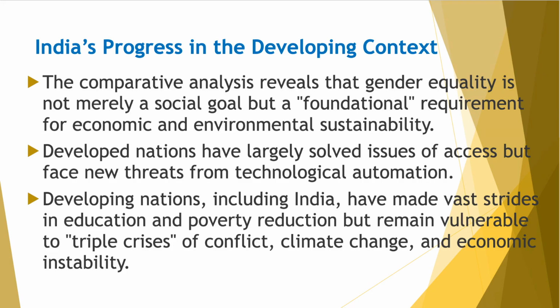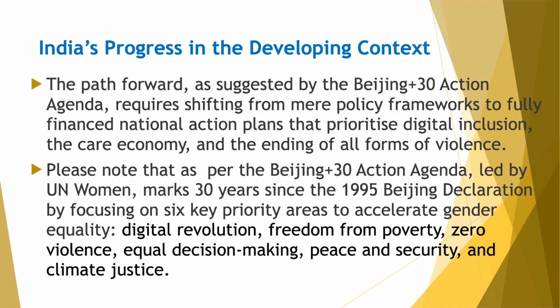Developed nations have largely solved issues of access but face new threats from technological automation. Developing nations, including India, have made fast strides in education and poverty reduction but remain vulnerable to triple crises of conflict, climate change, and economic instability. The path forward, as suggested by the Beijing Plus 30 Action Agenda, requires shifting from mere policy frameworks to fully financed national action plans that prioritize digital inclusion, the care economy, and the ending of all forms of violence.